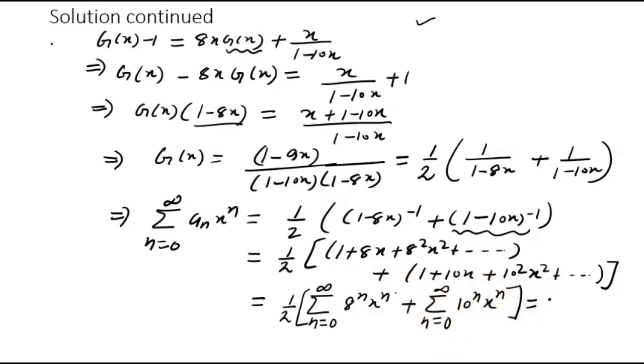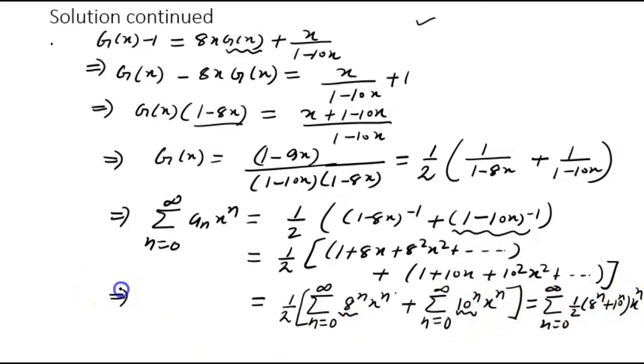So I can combine both these terms here, and the summation is the same, so I write n is equal to 0 to infinity, and 1 by 2 is the constant term, and I get 8 to the power n plus 10 to the power n, and then x to the power n, right? We combined both the terms. So from here I am getting 8 to the power n, from here I am getting 10 to the power n, and then x to the power n.